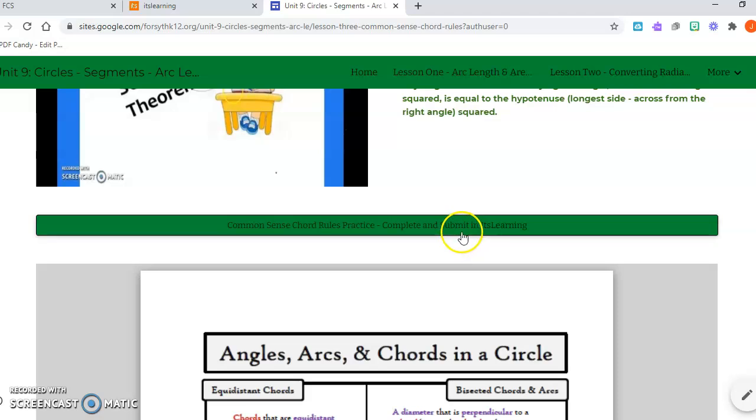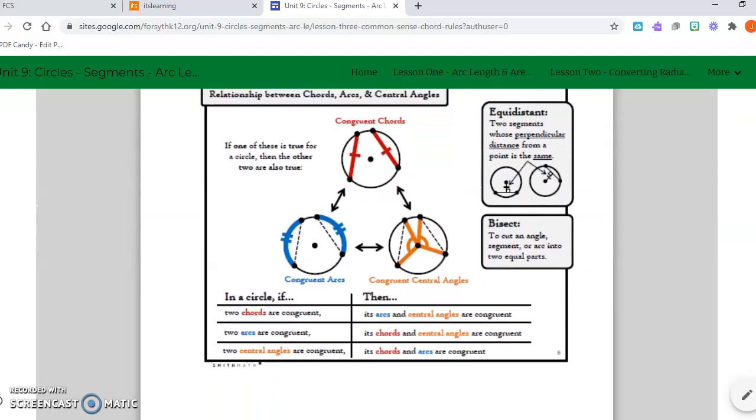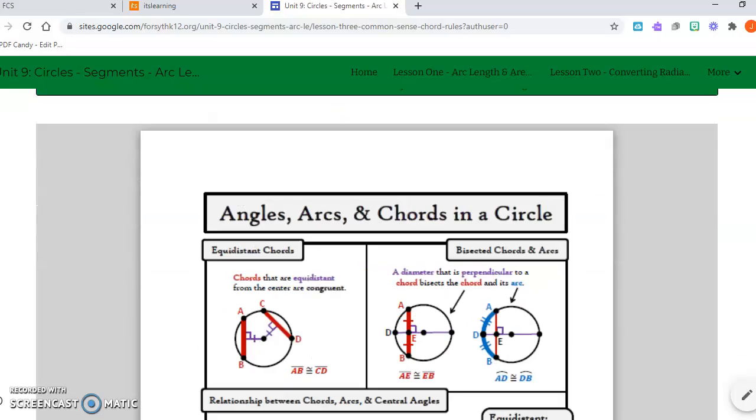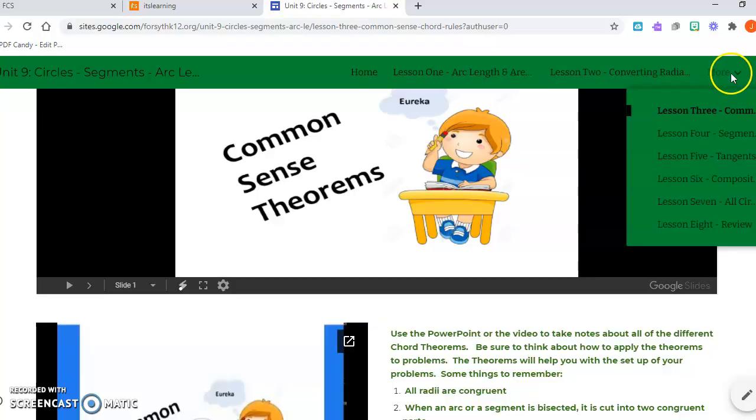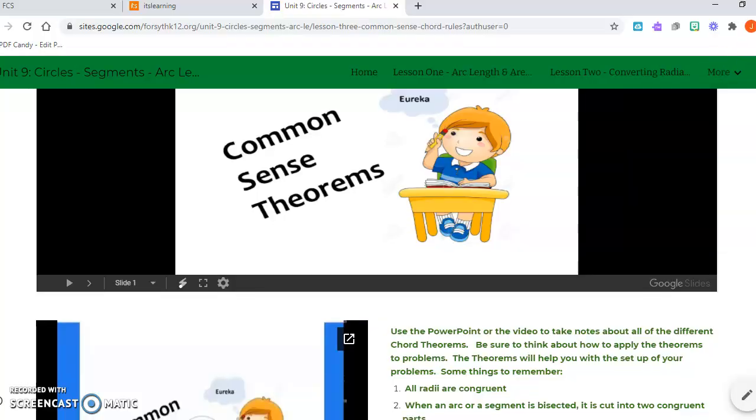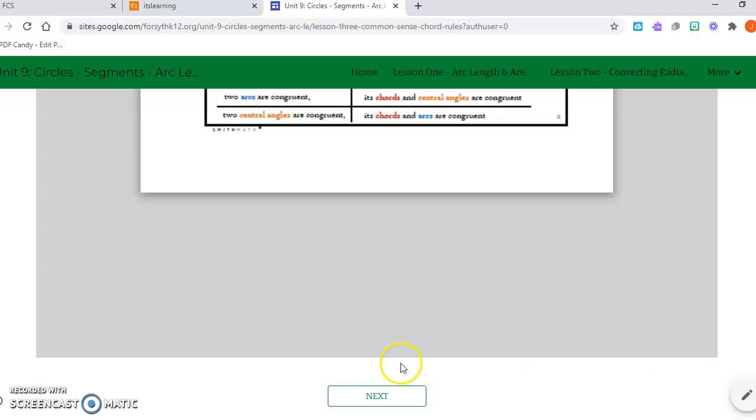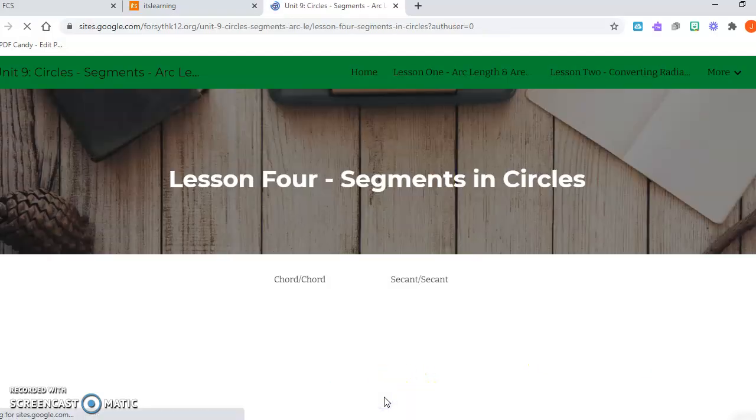After that, you've got your common sense chord rules practice. This again is in your packet, and you can complete this and submit it in Its Learning for lesson 3. Then I've got your common sense chord rules listed as notes for you here. Then you may not finish, but I would like you to get to at least 2 here.